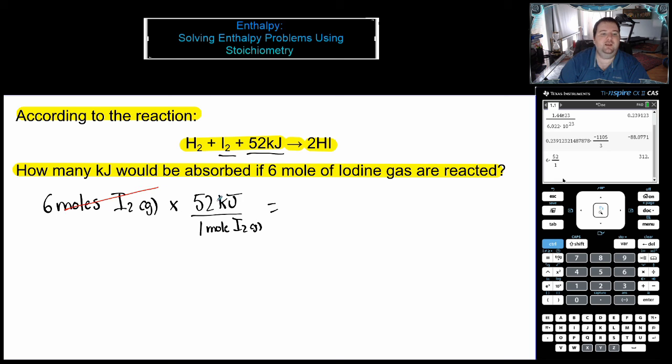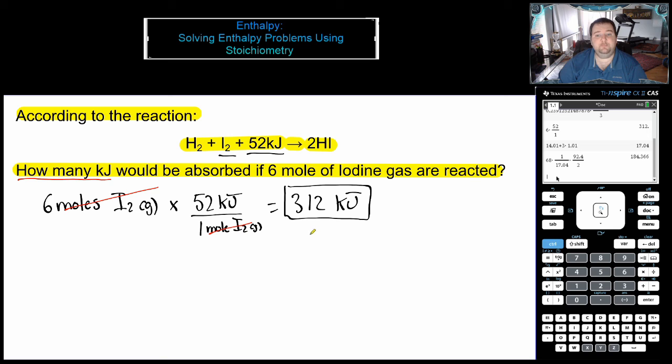Well, moles of iodine gas are going to cancel out. So what's left? Kilojoules. What's our problem asking for? How many kilojoules? And so what is this? Well, 6 times 52, if you look in the calculator, is 312 kilojoules. And that's what the problem is asking us.